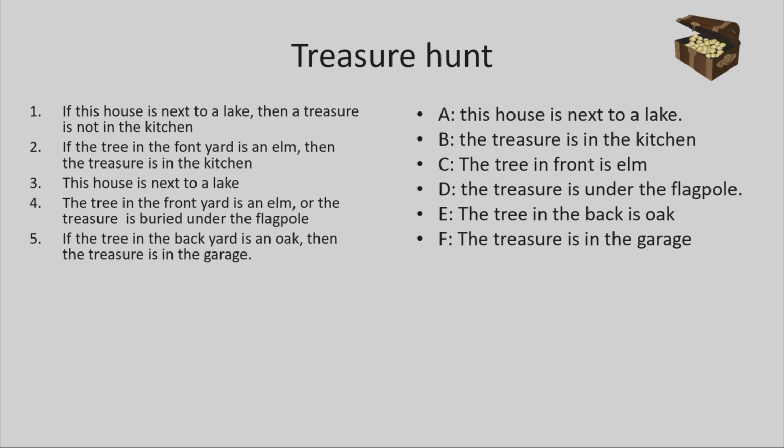So here are the statements that form those sentences. Those clues talk about 6 different things, each of which can be true or false. First, this house may or may not be next to the lake. The tree in the front may be an elm, maybe not. The tree in the back may or may not be an oak. The treasure could be in the kitchen, it could be under the flagpole, or it could be in the garage.